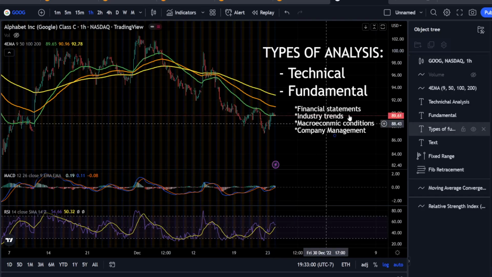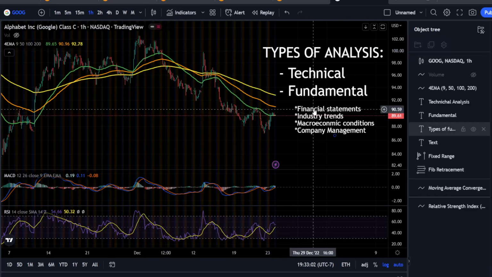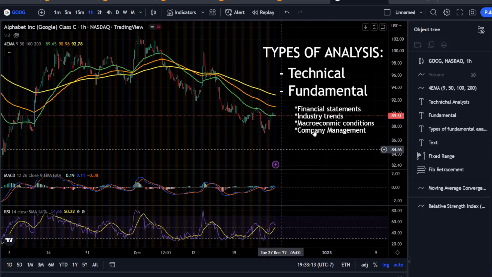Another one is industry trends, like where the market is going at the moment. Another one is the macroeconomic conditions, like for example, GDP, unemployment, inflation, interest rates, etc. And finally, company management, like for example, who is the CEO of the company, and how competent he is. Analyzing these components can help you to evaluate the company's financial strength and growth potential, as well as to identify potential risks or opportunities.